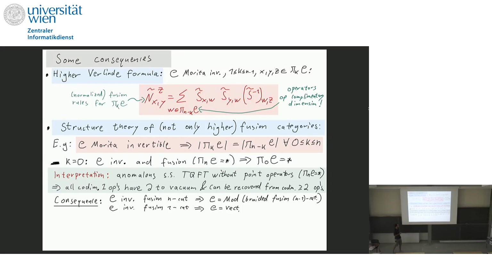And the mathematical consequence is that if I have an invertible fusion n category, it has to be of the form modules of a braided fusion n-1 category. So there are no invertible fusion 2 categories, for example, which aren't of the form modules of a braided fusion 1 category. That's why if you care about invertible fusion 2 categories, you can just care about braided fusion 1 categories, non-degenerate ones. And if I have an invertible fusion 1 category, it's just equivalent to Vect.